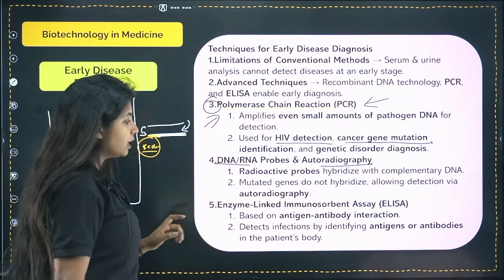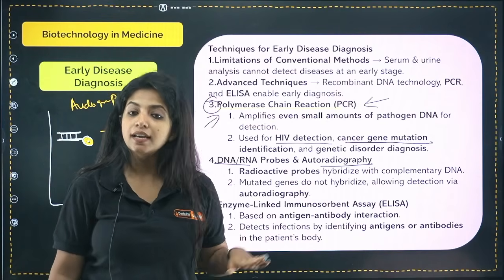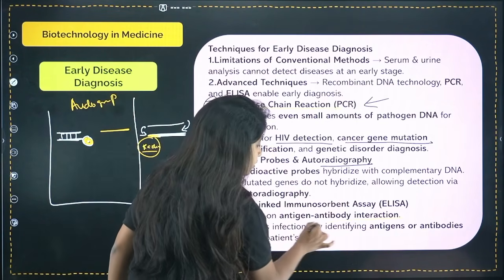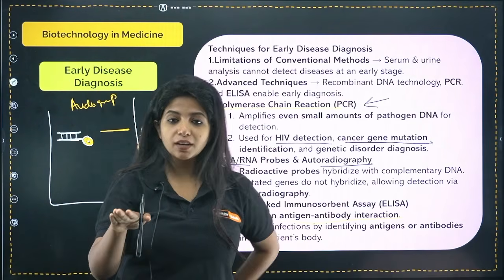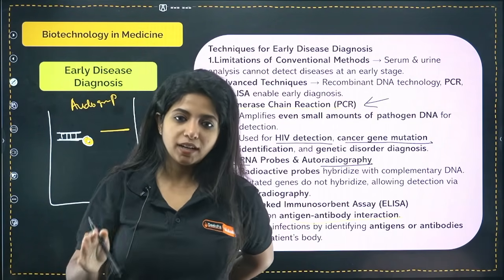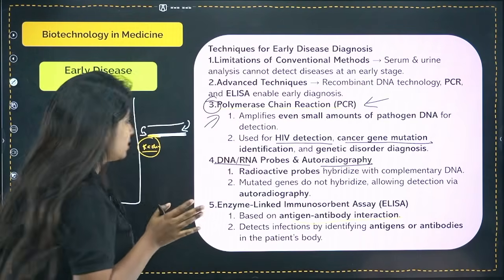Okay. And over here, what do you do? What is the basic funda of this? This is based on antigen-antibody interaction. Now, this has also been asked, what is the basic principle of ELISA? It is basically antigen-antibody interaction. How does it work? Listen to me carefully.